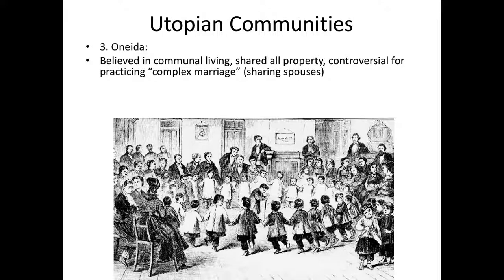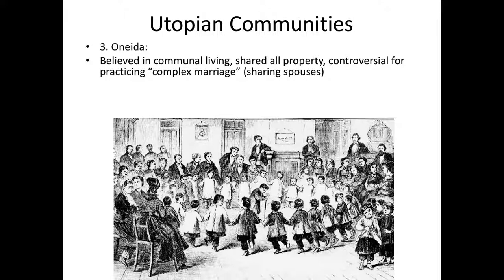So they shared property, and most controversially, they even shared spouses. So this is almost like an antebellum version of swingers. They called this complex marriage. It did require consent by all members involved, but they did share spouses. And again, this will be controversial with many people. A lot of people felt like this was immoral. And so eventually, Oneida is going to have to find another way to survive.